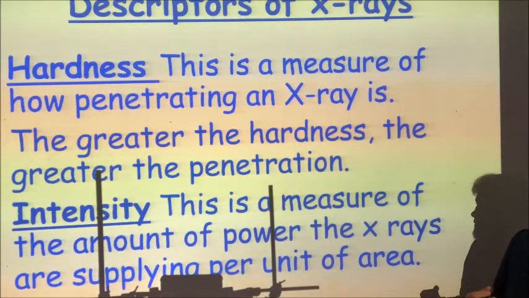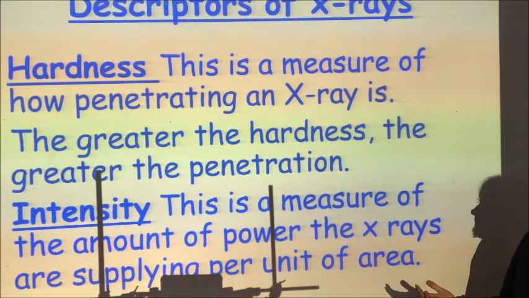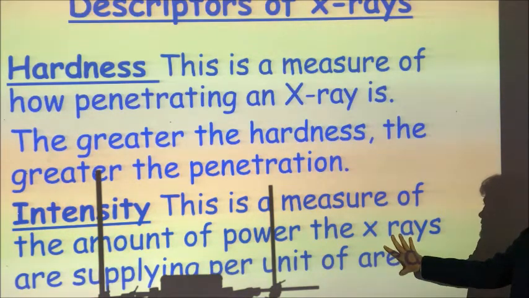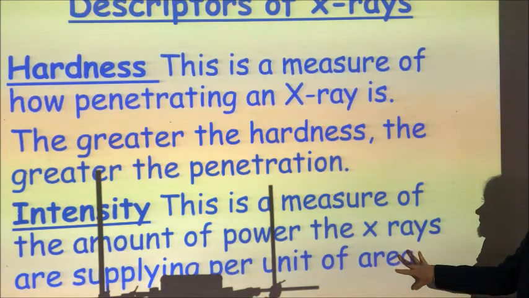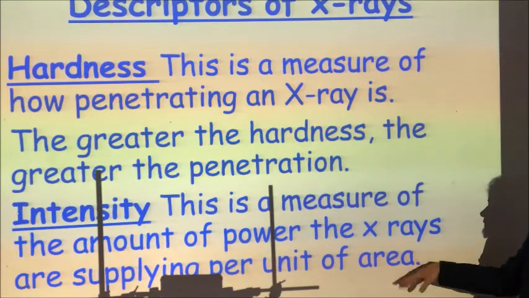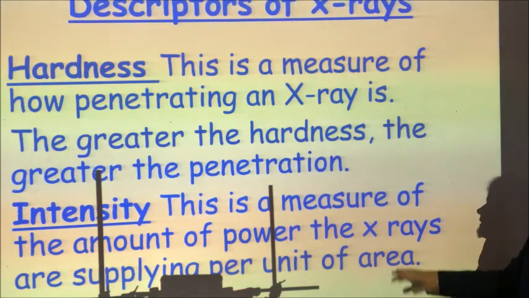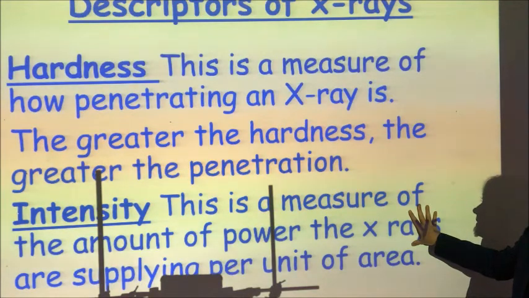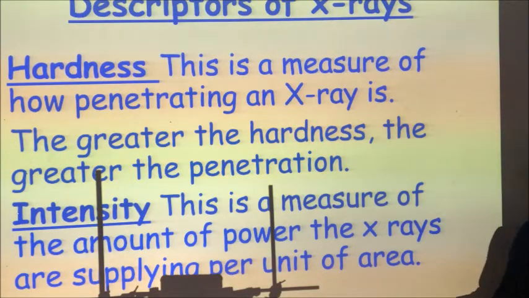When we talk about intensity, usually people are really talking about the number of photons rather than the hardness of the photons delivering that power. But I'll talk about it in that sense as we go along. So we're going to look at how we increase or change hardness, and how we increase intensity.